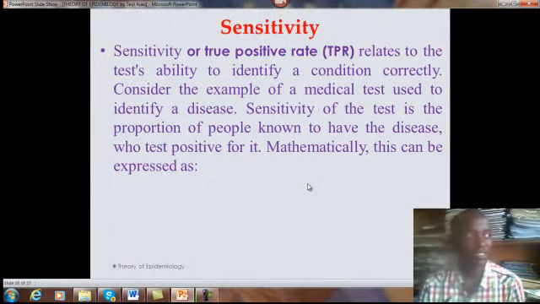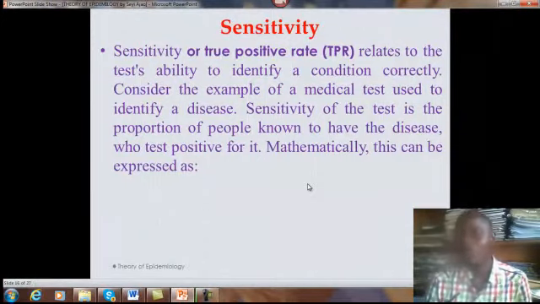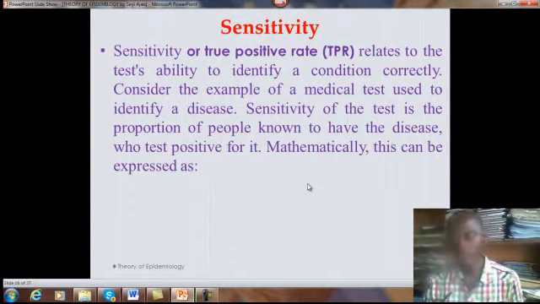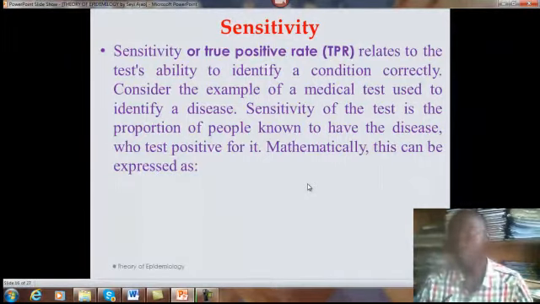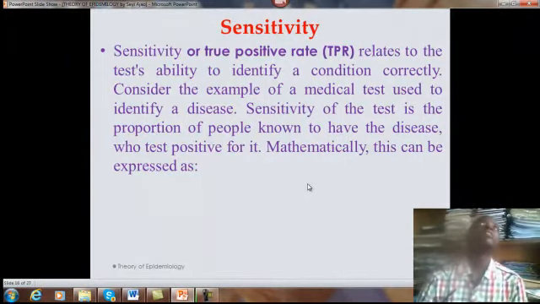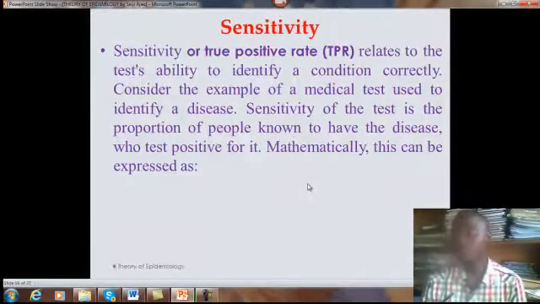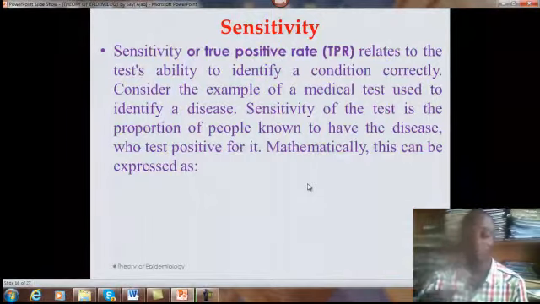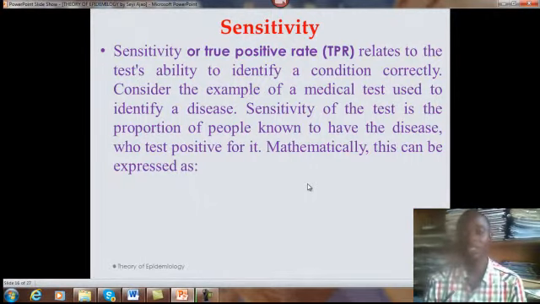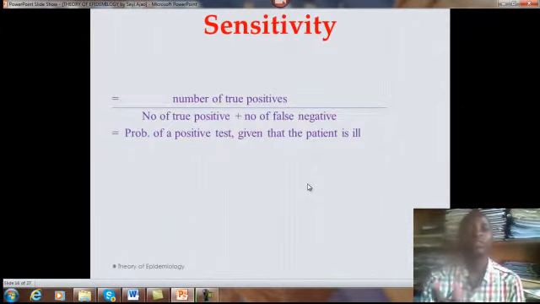So if the person has the disease and you carry out the test, there are so many tests you can carry out. If you use X-ray, it will reveal what is inside of the chest or any part of the body. If the apparatus, the device, is okay, it will reveal the true status. The higher that is, the higher the sensitivity of that particular tool we are using.